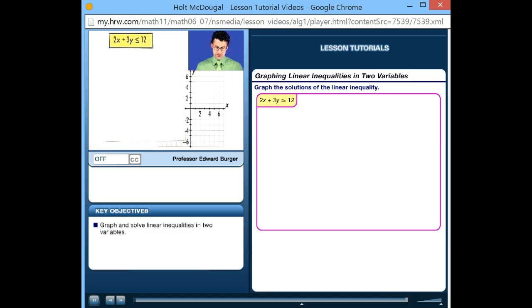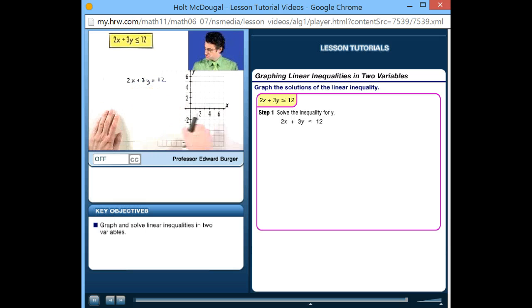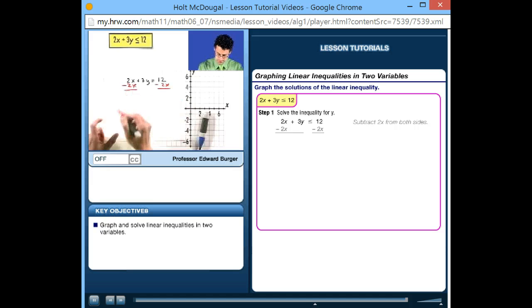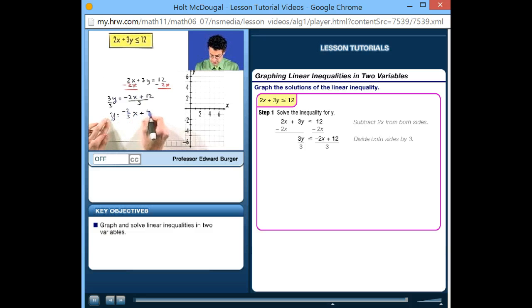So how can we do it? Well, one way to do it is just to write this as y equals mx plus b. So let's consider the boundary line equation and solve it for y. So I'm going to subtract 2x from both sides. And I see 3y equals negative 2x plus 12. And now I'm going to divide both sides by 3 to undo the multiplication of 3. And when I do that, I'm actually going to divide this piece by 3 and this piece by 3. And so I see y equals negative 2/3 x plus 4.